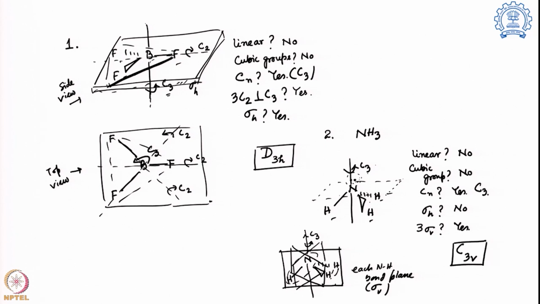So, those are the 2 examples we have gone through so far. Now, we are going to move a little further after BF3 and ammonia. We go to the next example, which I am going to do: N2F2. What is the structure of the molecule? And that is the interesting thing. This molecule can have 2 different structures.